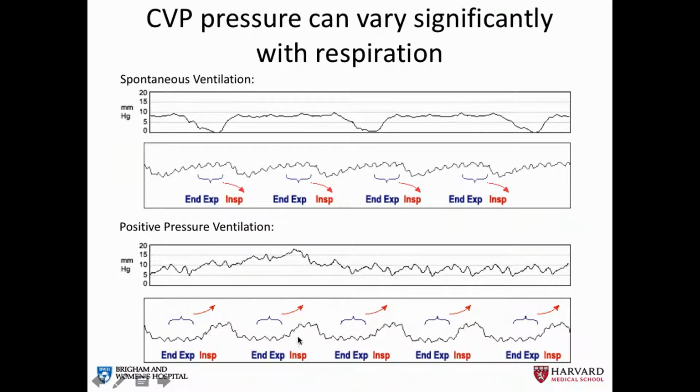It's the exact opposite with positive pressure. Remember, we normally breathe with negative pressure ventilation, and with a mechanical ventilator, we're actually blowing that pressurized air into the lung. So end expiration is actually the opposite. It's the lowest pressure point versus the highest pressure point.